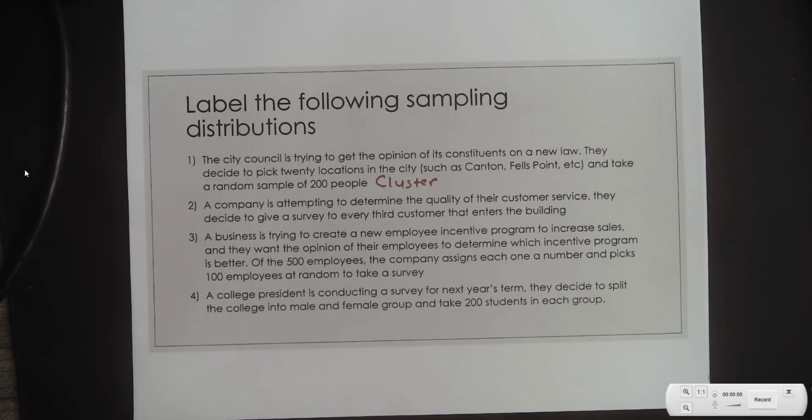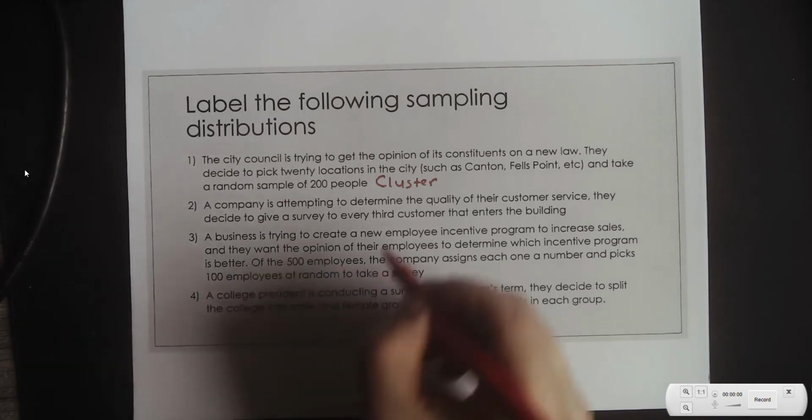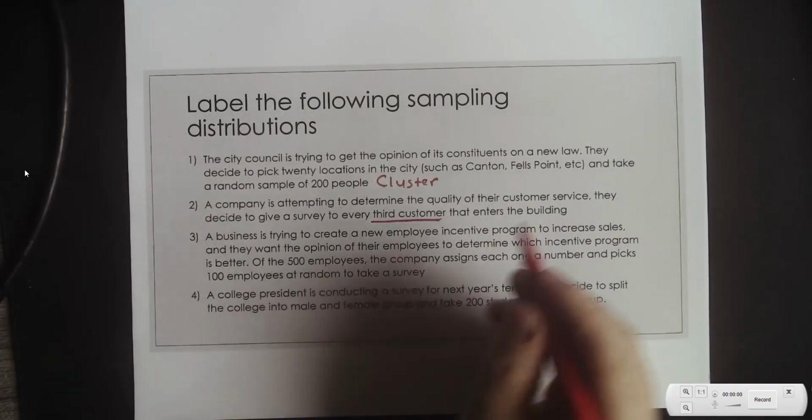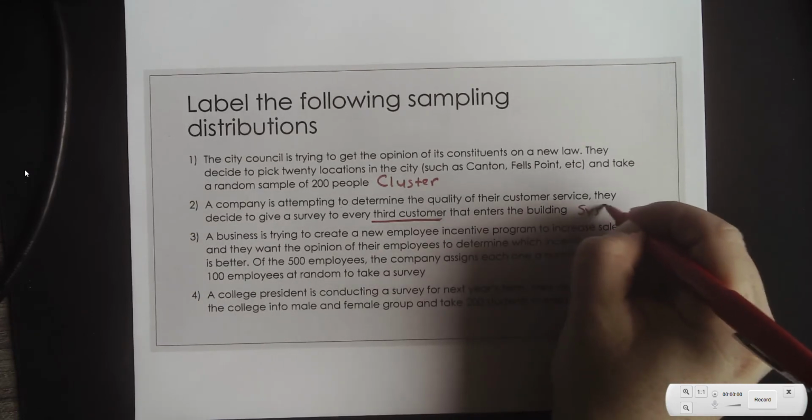A company is attempting to determine the quality of the customer service. They decide to give a survey to every third customer that enters the building. That is systematic. We're going by every third customer, so we have a systematic random sample.